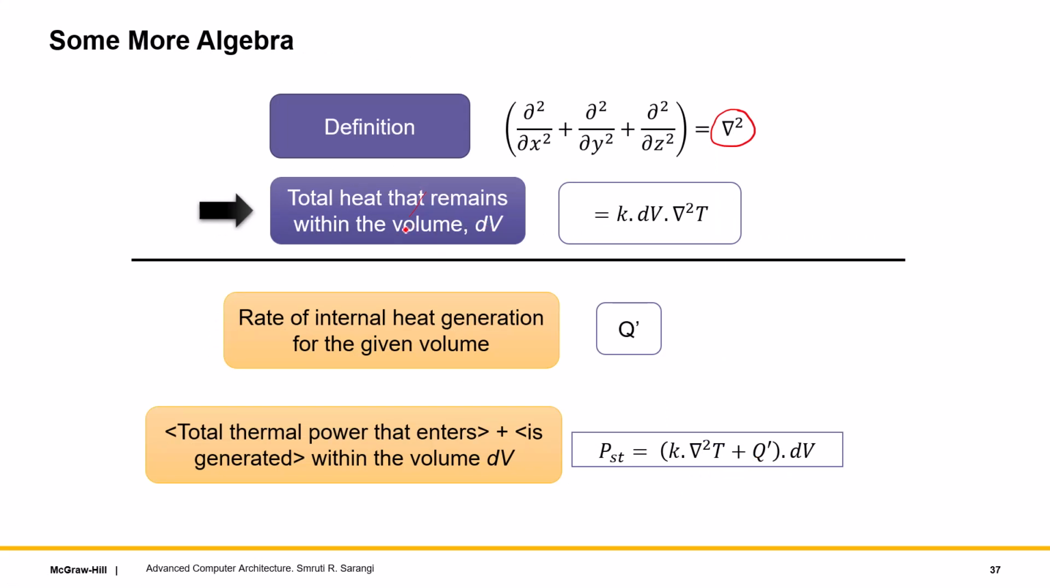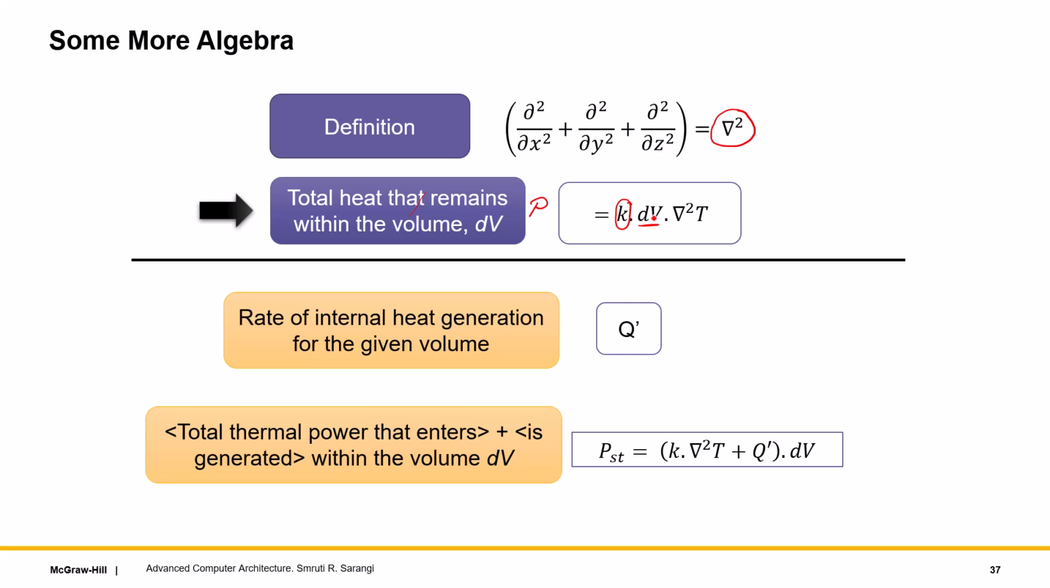So the total heat that remains is the amount of thermal power. Note that the unit of this is not energy, the unit of this is watts. So the total power that remains, the total heat for a given unit of time, the energy that remains inside, so this is essentially energy by time, is nothing but k times dV, which is the small volume that we are considering, multiplied with nabla square T.